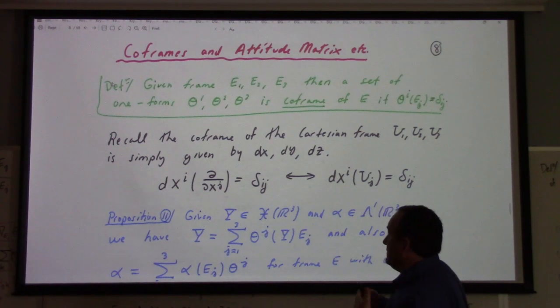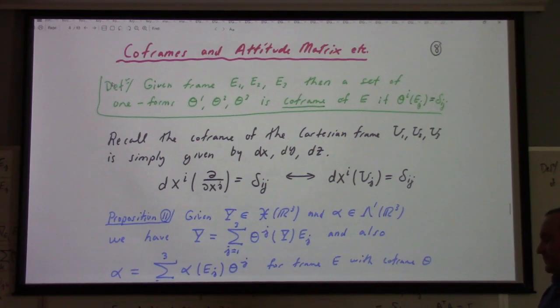It's the set of one forms which are dual to the given set of vector fields, in the same sense that dx^i is dual to partial x_j, right? This is the dual basis to partial x_i, the dx^i's at each point. So dx1, dx2, dx3 is the coframe to the Cartesian frame. Likewise, theta1, theta2, theta3 is our notation for the coframe of the E frame, meaning that this happens.